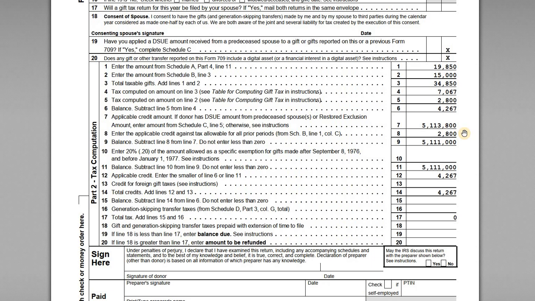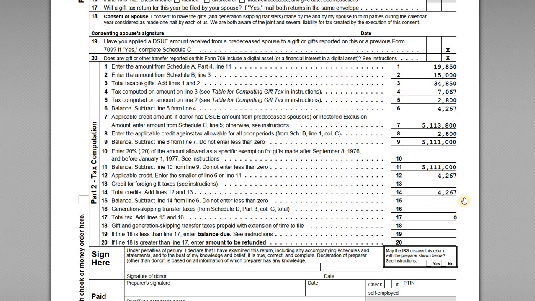All right, line 8, we've already covered that. That's coming through from Schedule B. So we subtract the 2,800, and we're left with the balance of $5,111,000. Now, line 10 doesn't apply because we don't have any gifts within September 8, 1976 to January 1, 1977, so it doesn't apply to us. So the balance we have before considering the credit application year is $5,111,000. Line 12, the credit amount for the current period is the smaller of line 6 or line 11. So the smaller is certainly the $4,267, so we enter that on line 12.